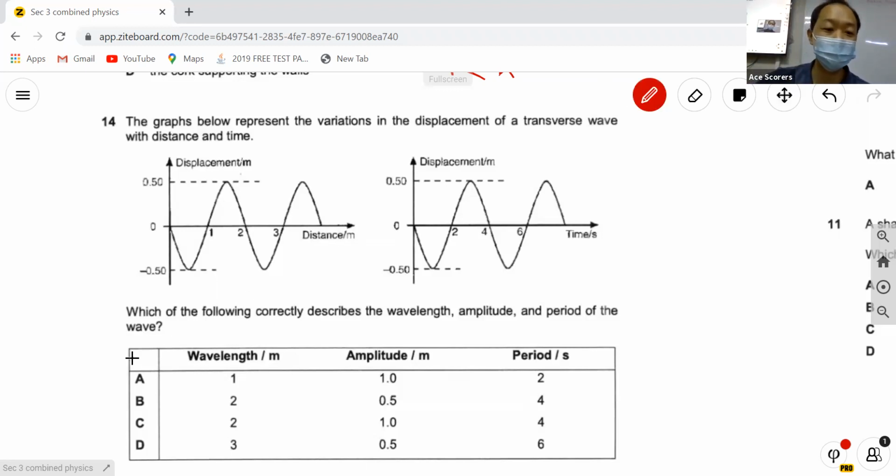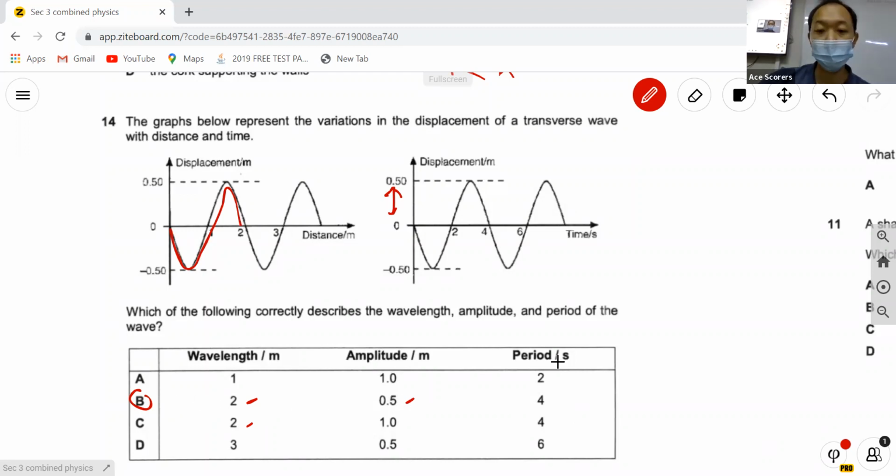B is correct. Why? So what is wavelength? Wavelength means one complete wave like that. So 2 meters. If you put 1 meter, it's wrong. 1 meter is just half, right? So wavelength is definitely 2 meters. So it's either this or this. Amplitude is between here and here. So immediately I got 0.5. No need to see period already, right? It's just 2 and 0.5.